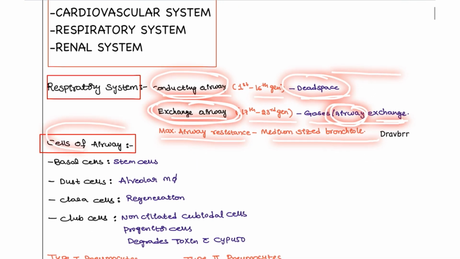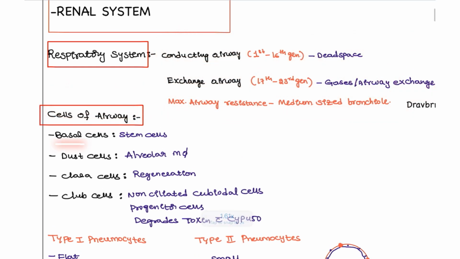Next, cells of the airway. We have different types of cells, and first the basal cells, which are known as the stem cells of the airway. Dust cells are nothing but alveolar macrophages. Clara cells are for the regeneration of the respiratory system. Club cells, these club cells have a special structure. What is that? The non-ciliated cuboidal cells.